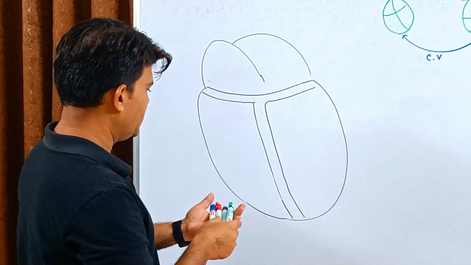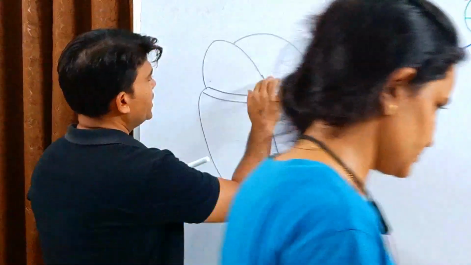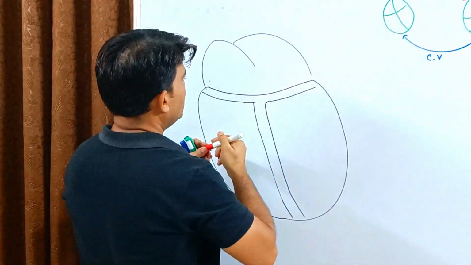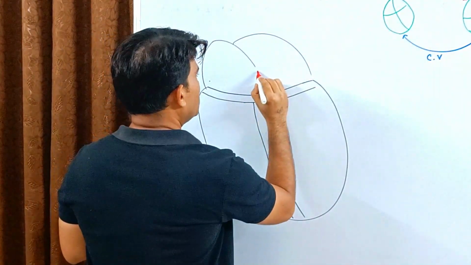So here we have the aorta, right? Here we have the aorta. Suppose this is the aorta.